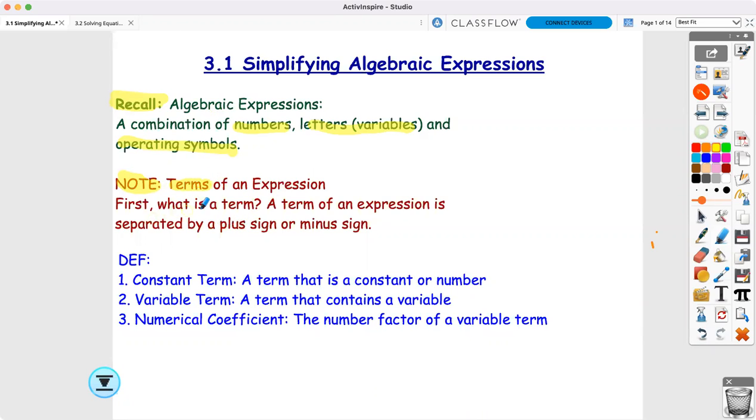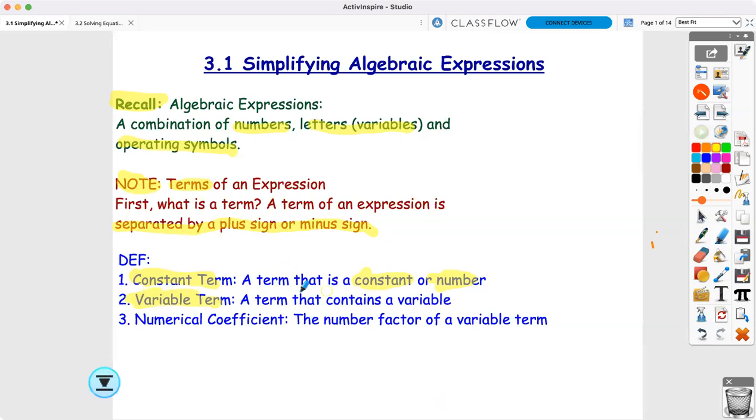What is a term? Well, a term of an expression is separated by a plus sign or a minus sign. It's very important that you can look at an expression and tell me, hey, Pacheco, that's 3 terms, that's 2 terms, that's 4 terms. It is a skill to know that. Now, what are the different types of terms? Well, the first type of term is a constant term. A constant term is just a number. If you see a number by itself, that's a constant term.